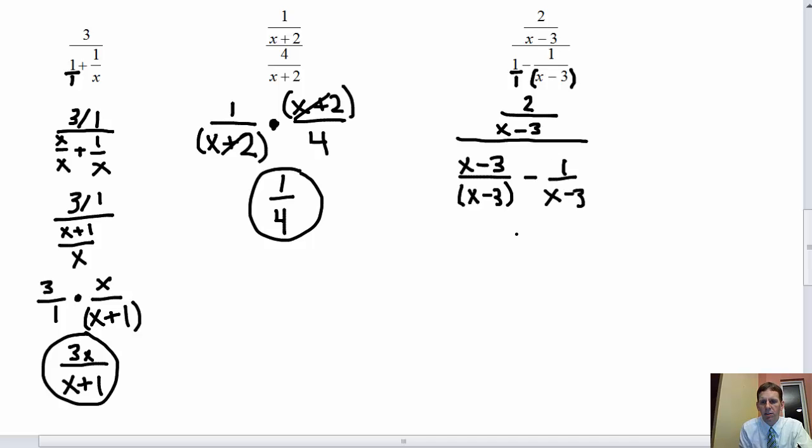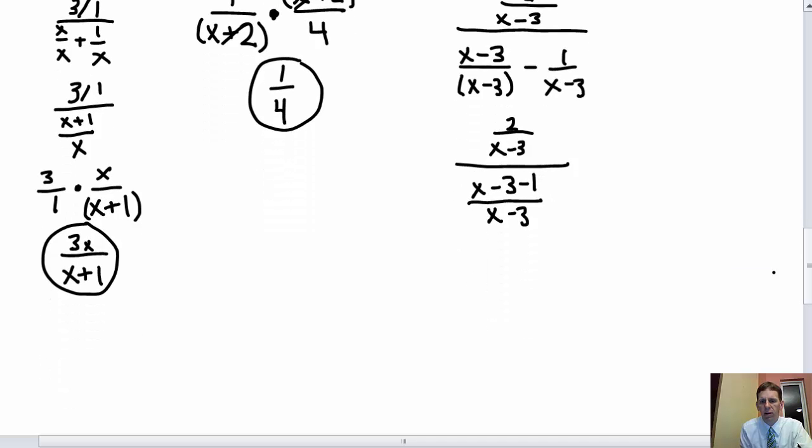Now we have the same denominators. Our original fraction, we have 2 over x minus 3 up top. That's going to stay up there. All divided by x minus 3 is our denominator here. And we'll have x minus 3 minus 1. What this will simplify to is we still have 2 over x minus 3 up top. And it's all divided by, we have x minus 3 in the bottom. And we have x minus 3 minus 1, which is x minus 4.